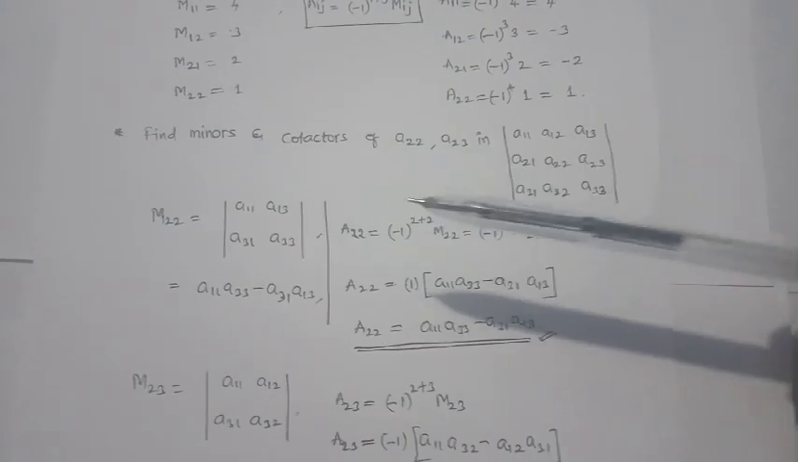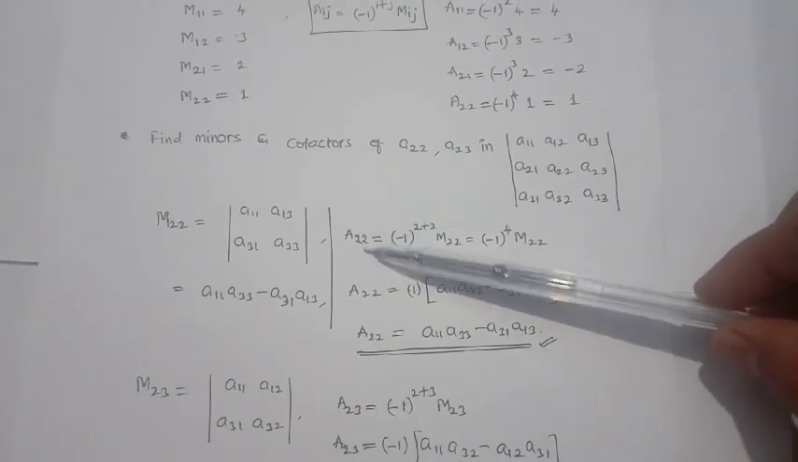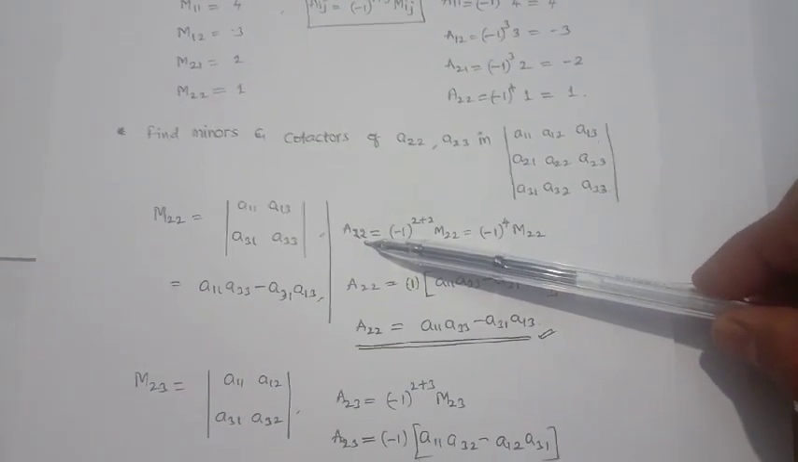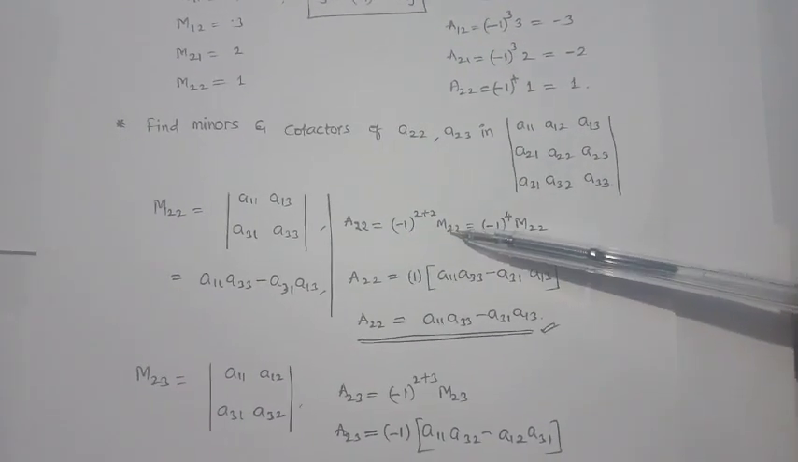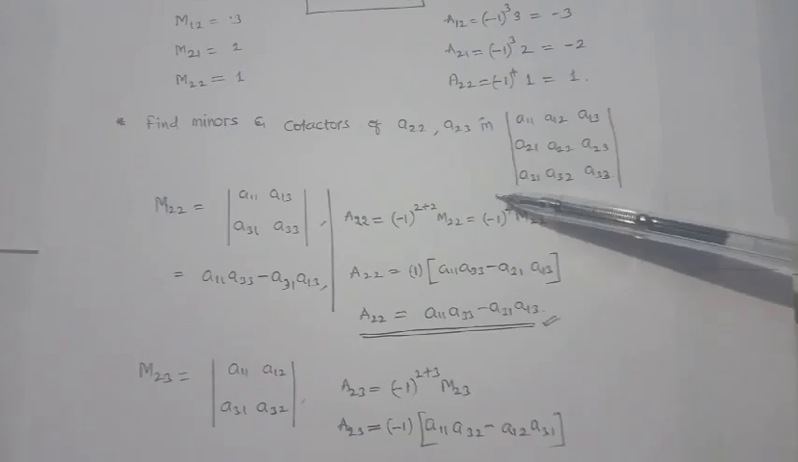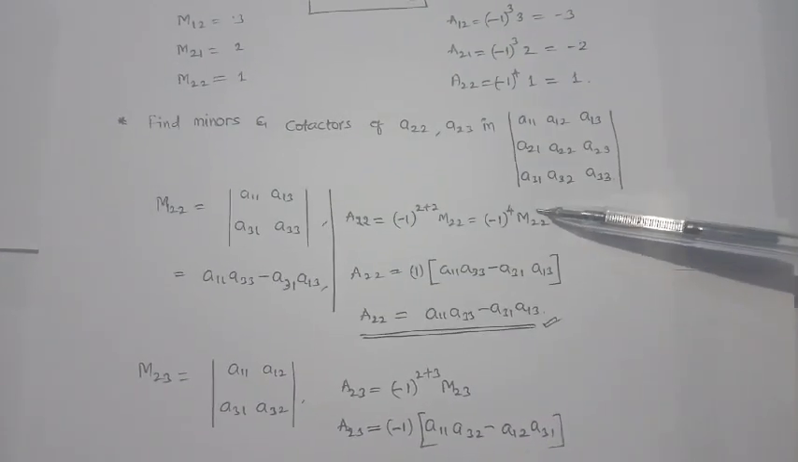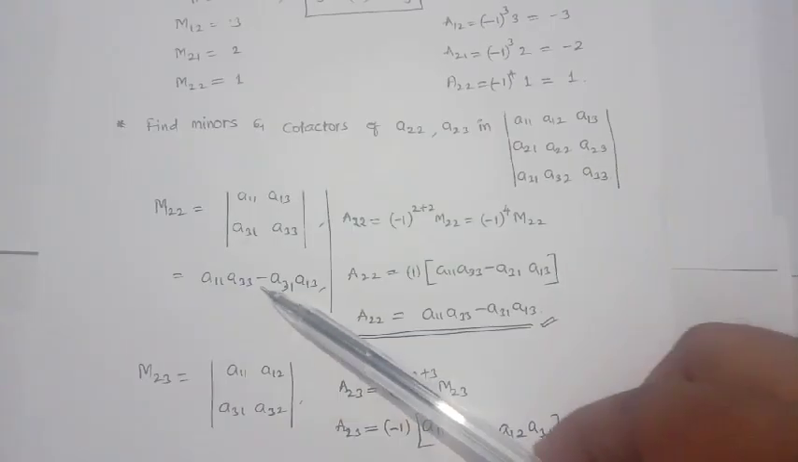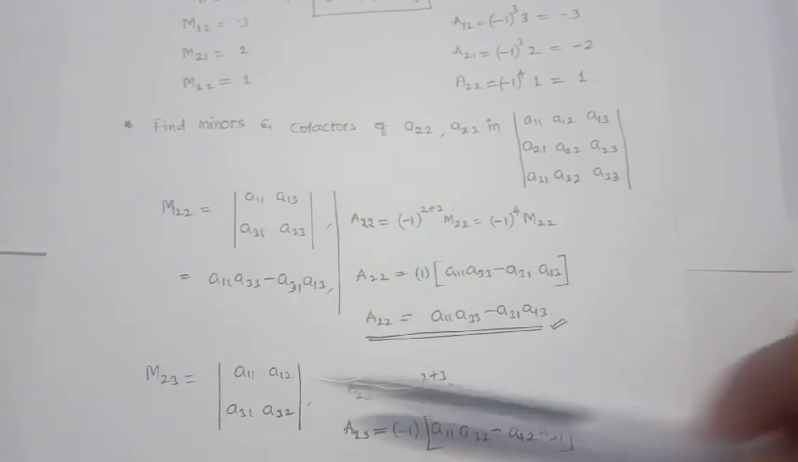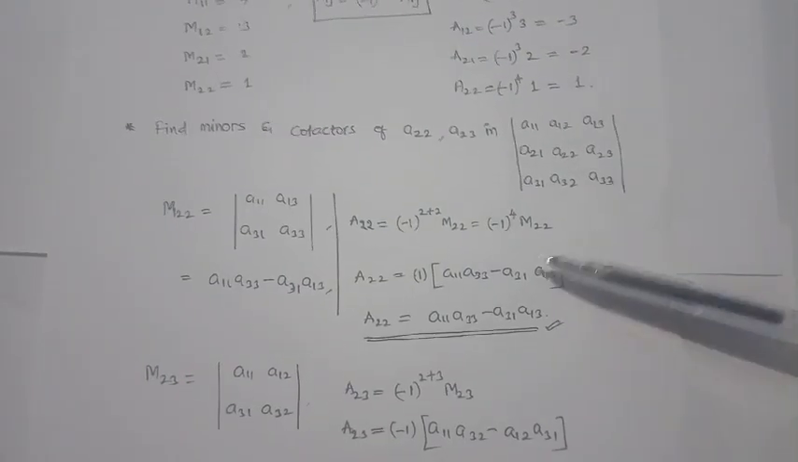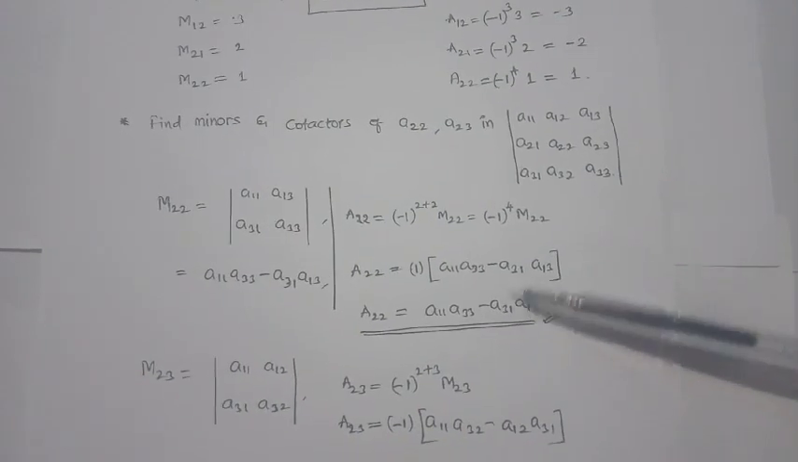Now coming to the second, the cofactor of A22 is (-1) whole power 2 plus 2 with M22. (-1) whole power 4 is nothing but +1, and M22 we already found, A11 A33 minus A31 A13. So as it is, we can write the same.